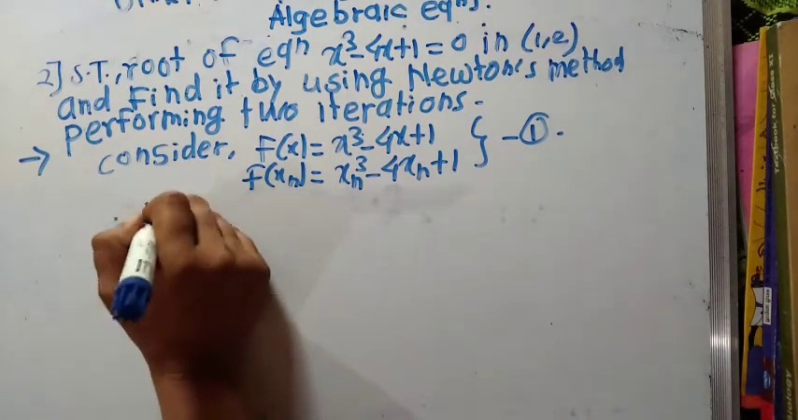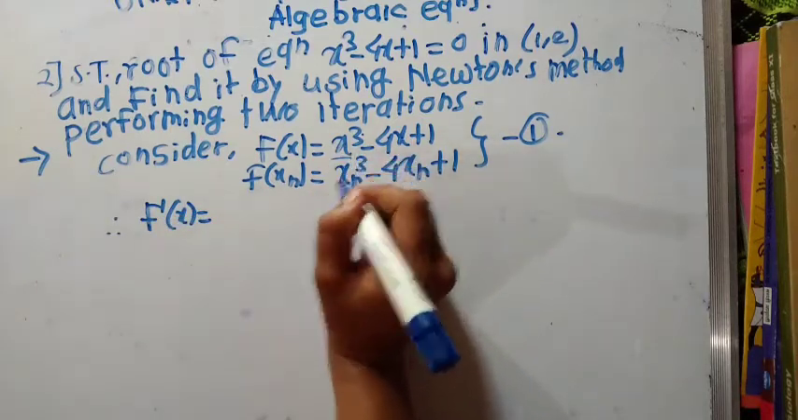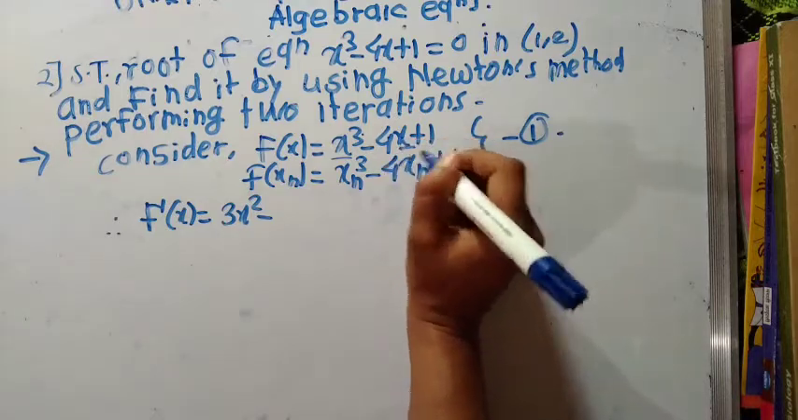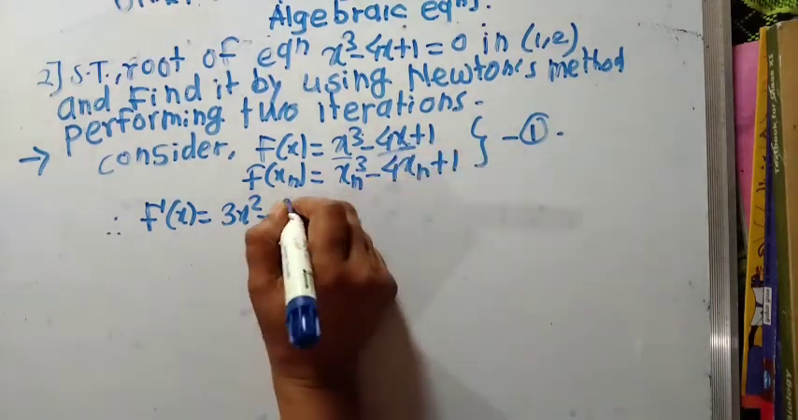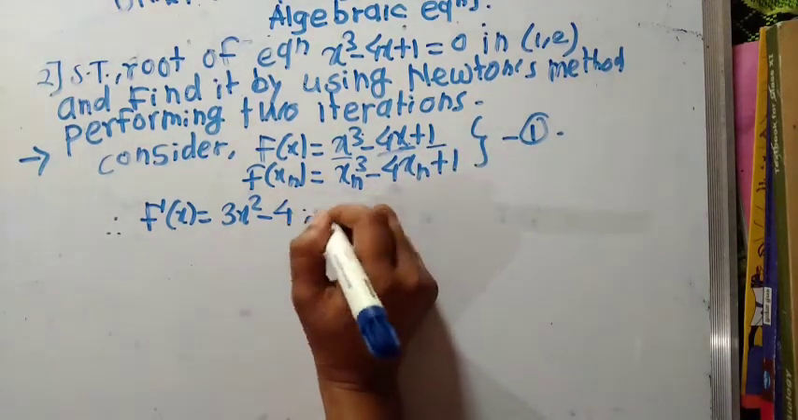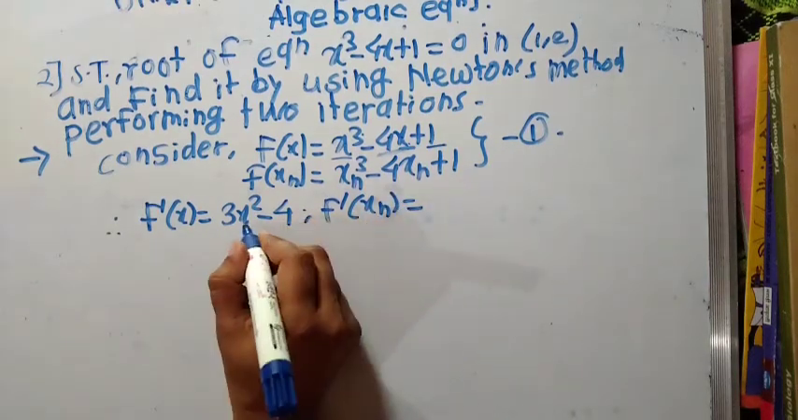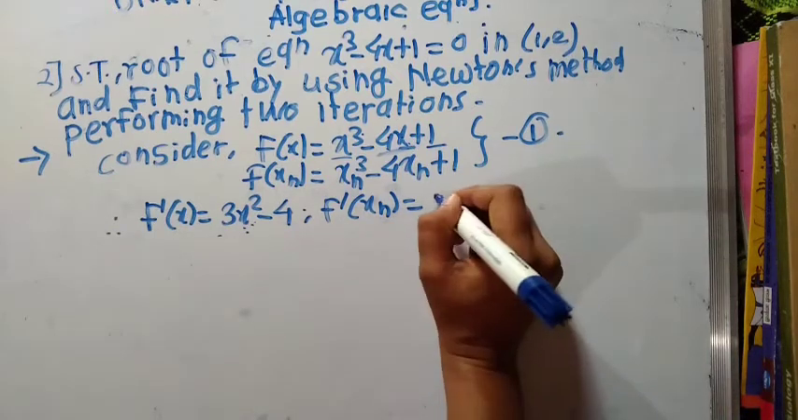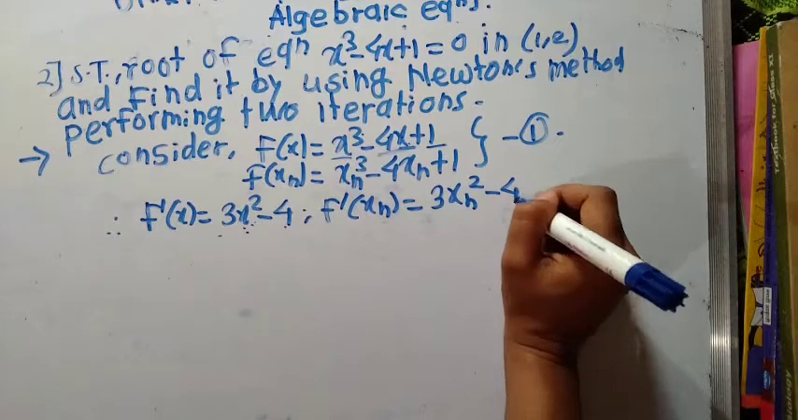Then differentiating, find out f dash of x. The derivative of x cube is 3x square. Derivative of x is 1, so derivative of 4x is 4 into 1 is 4, and derivative of 1 is 0. Hence f dash of xn is equal to 3xn square minus 4, putting xn in place of x.